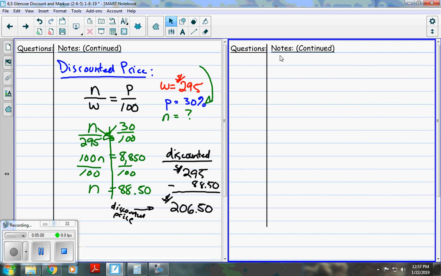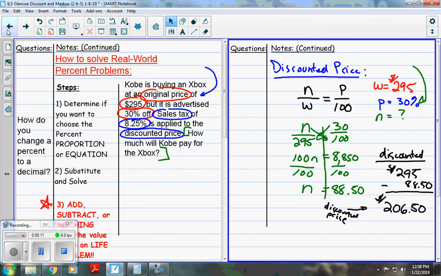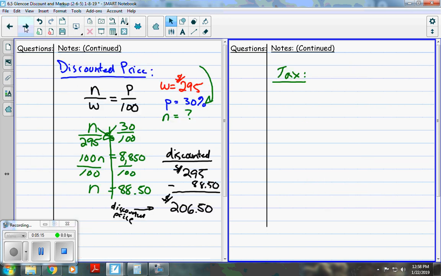Okay, so now we're on to the tax part of this problem. And again, I am modeling a really hard problem, and these aren't all that hard. So let's just go back one page. How much was that tax amount? We have 8.25%. So our tax, our percent, is going to be 8.25%.